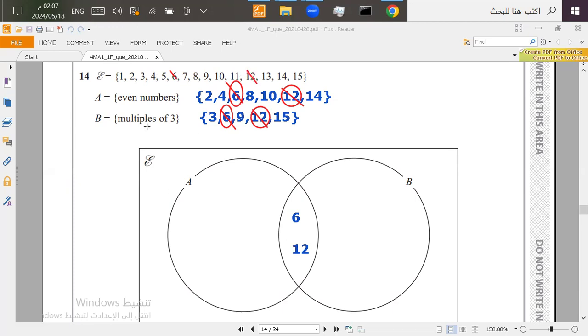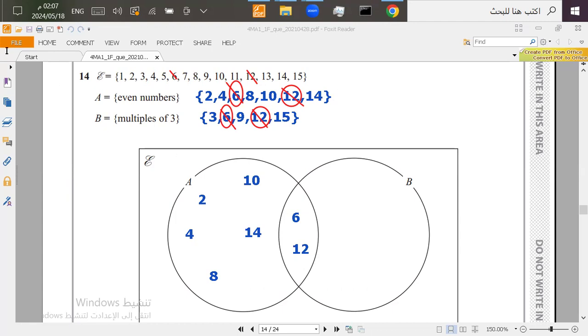Now, we take a look at set A and the numbers that we left in set A, which are 2, 4, 8, 10, and 14. We put them here, okay? So we have 2, 4, 8, 10, 14. And there are 5 numbers, 1, 2, 3, 4, 5.